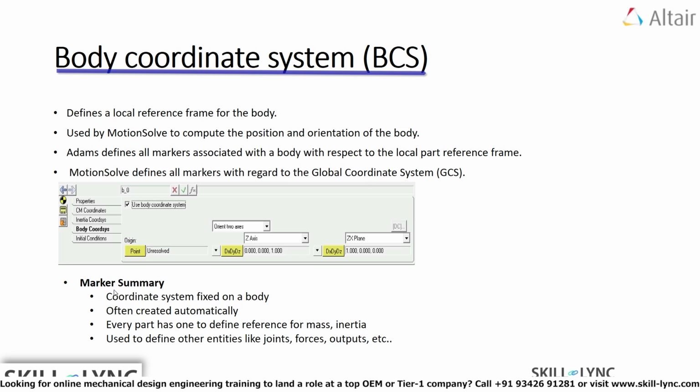So now let's just summarize the importance of marker. The marker is basically the coordinate system that is fixed on a body. It's often created automatically. They are nothing but the implicit markers. Next point is every part has one to define reference for mass, inertia, etc. And the markers are also used by other entities like joints, forces, outputs, etc.